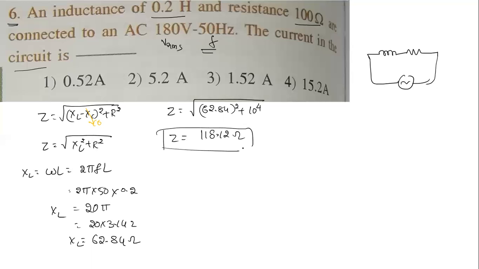Now we got to know impedance. So voltage is given. Current how much we get? IRMS is equal to VRMS by Z. So VRMS how much? 180. It is 180 by 118.12. So in order to simplify this, we're going to get 1.523 ampere. There is an option, third option. Okay, 1.523 ampere. So this is the question number 6.